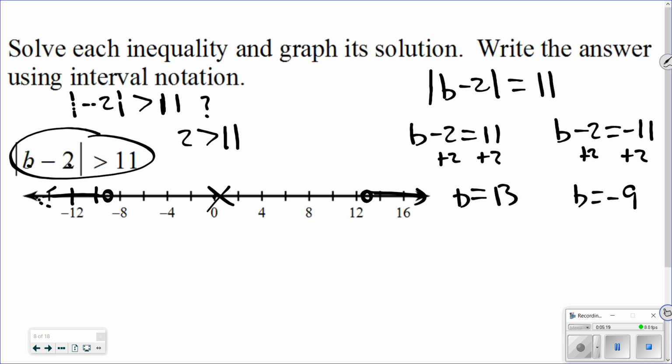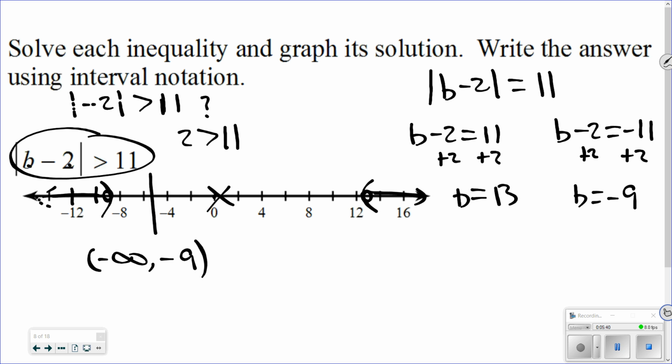Sorry about that, Bill. So when I write my actual answer, it says write it with interval notation. Those are the brackets and parentheses. So I'm going to put a parenthesis there. Right, open dot is parenthesis. I start from the left side. It starts at negative infinity, so negative infinity, and it goes until I get to right there, which is negative 9.